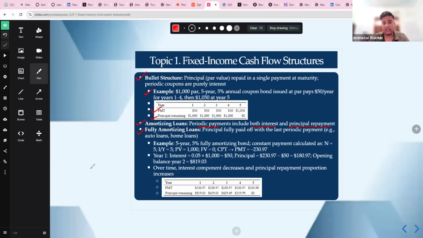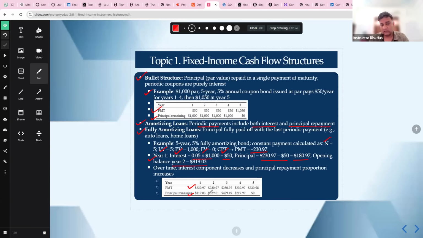If you see the example from the slide, the present value is 1,000. The rate is given as your 5%, right? Number of years is 5, I/Y equal to 5, FV is equal to 0. You are computing the payment, which is minus 230.97. This is the usage of your financial calculator by which this has been calculated. So year 1 interest is what? Your 5%, 0.05 into 1,000 is equal to 50. Principal repaid is 230.97 minus 50, which is 180.97. Opening balance for the second year is 819.03, right? So this is the calculation which is happening, right?